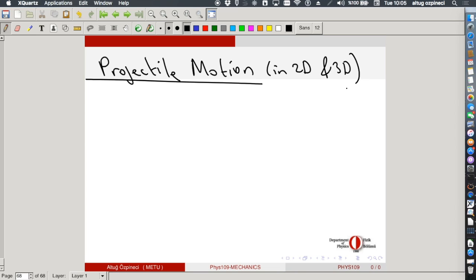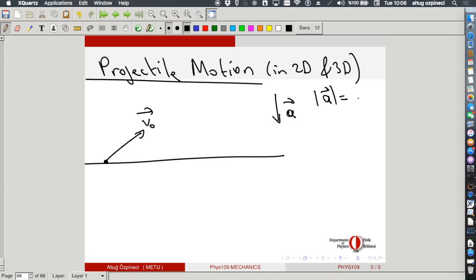Now we will study the same problem, but this time not straight up, but in any direction. So let's assume that this is the surface. Here we have our object. So this is, let's say, the initial velocity of the object. So what will be the subsequent motion of the object? So that's our question. Now the acceleration vector will be pointing in this direction. This is our acceleration vector. Its magnitude will be equal to g, which is around 9.8 meters per second squared.